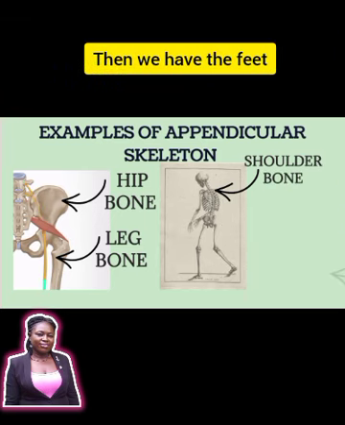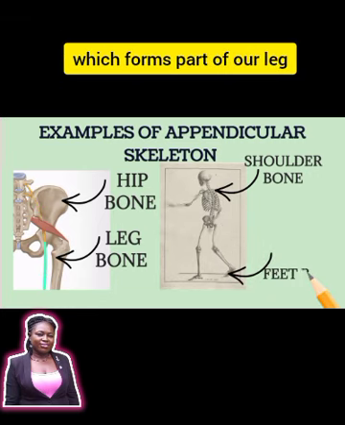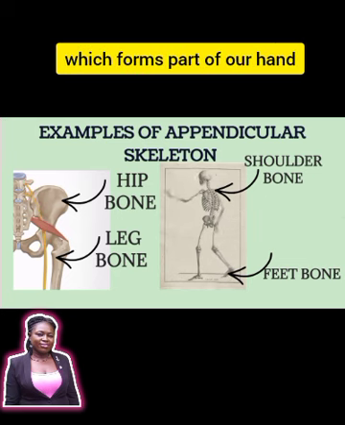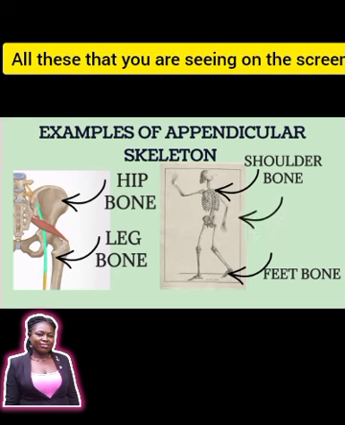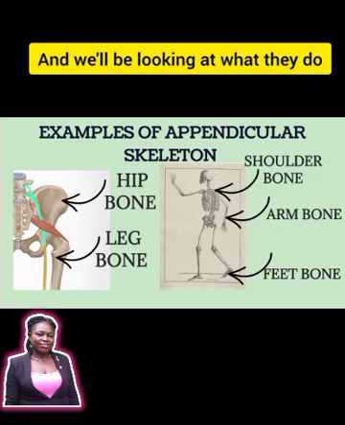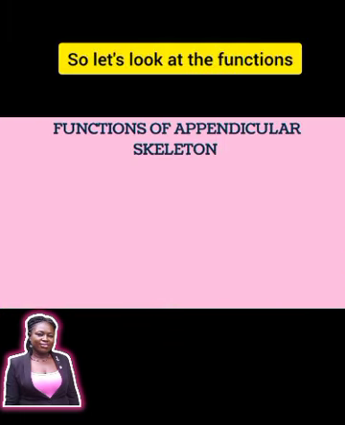Then we have the feet bone, which forms part of our leg. Then we have the arm, which forms part of our hand. All this that you are seeing on the screen makes up the appendicular skeleton, and we'll be looking at the functions of the appendicular skeleton shortly. So let's look at the functions.